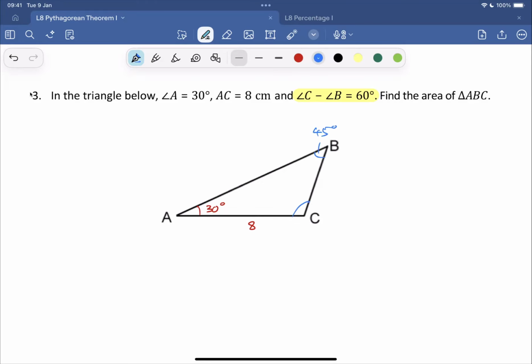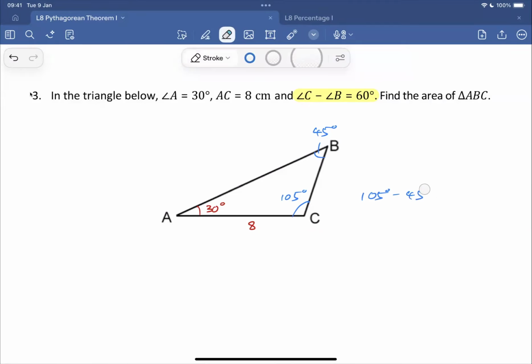And C is 135. Correct. Yes, Breven. Yes, you can say that because they already told you that C minus B is equal to, oh, sorry. They already told us that C minus B is 60 degrees, correct? Well done, Breven. You have found the angle C. What else can we do?